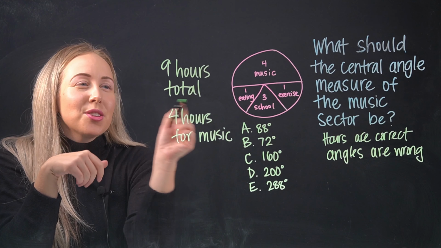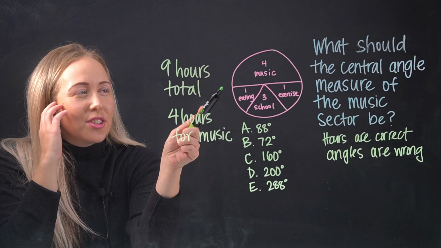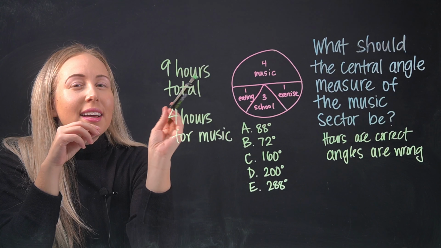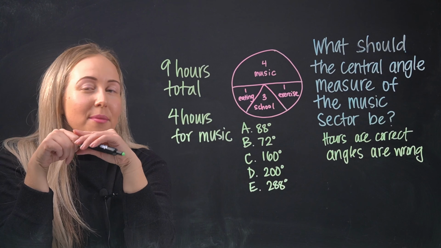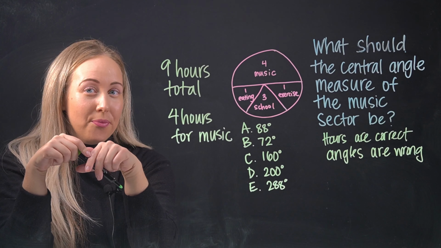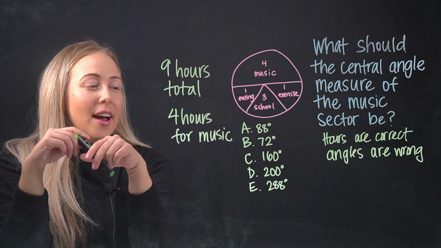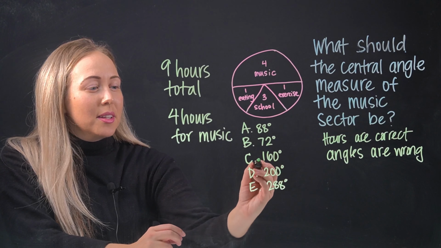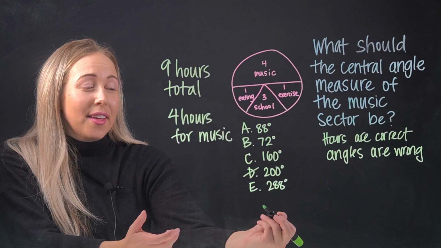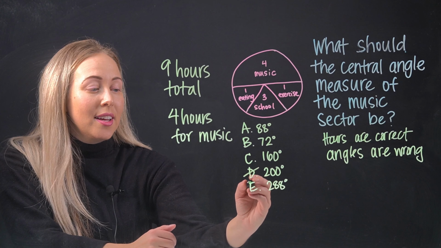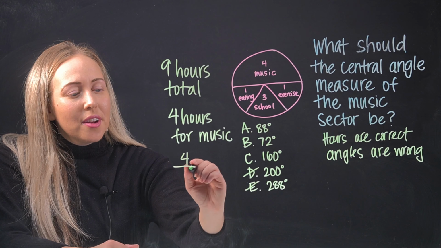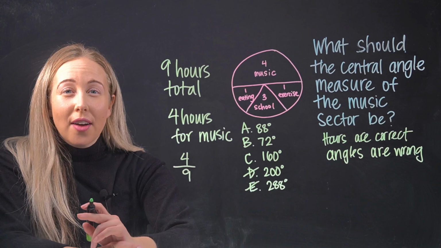So we're thinking, the central angle measure in the music sector should be slightly less than half of the circle, right? So automatically we can think about how many degrees are there in a circle. There's 360, right? And so we can eliminate some of these options. What can we eliminate? We can eliminate 200 because it's way more than half the circle, more than 180. We can eliminate 288. Now we also want to think about 4 over 9. It's almost half because 4.5 would be half of 9.